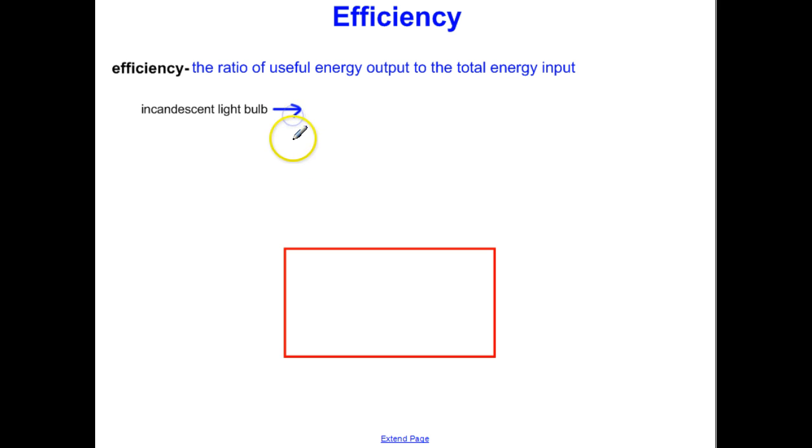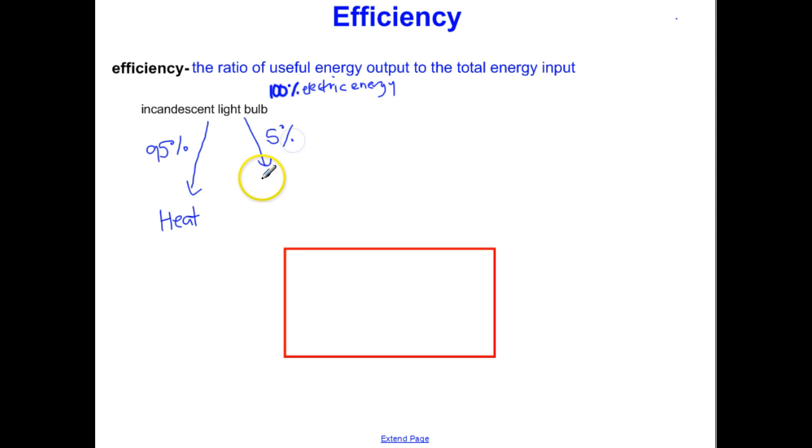An incandescent light bulb, for 100% energy that we put in it, if we give it 100% electrical energy, out of that 100%, 95% of it ends up being heat. And so the remaining 5% is light.